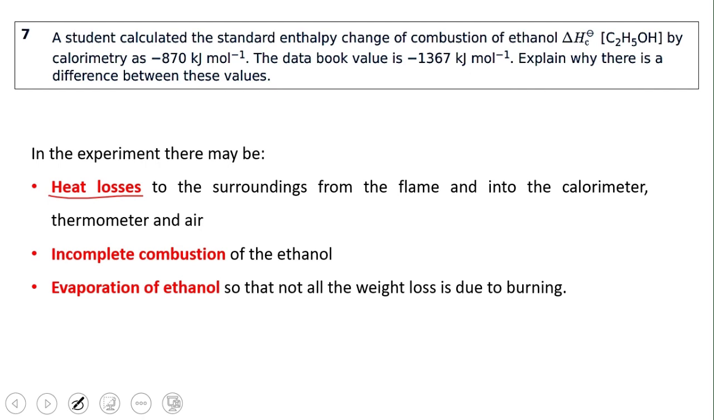It can also be the incomplete combustion of ethanol. So, incomplete combustion of ethanol will not give us the exact enthalpy change of combustion at the end. It can also be the mass loss, maybe some of the ethanol is going to evaporate. So, it means the mass or weight of the ethanol is going to be lost here. So, the overall value will reduce. So, these can be the reasons that the student is getting a completely different answer from the standard value.